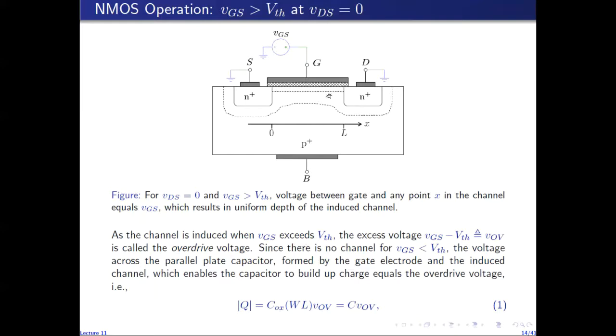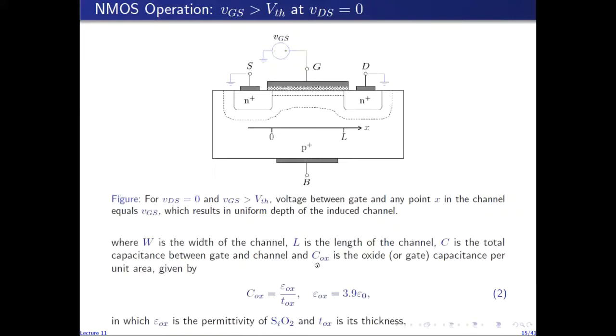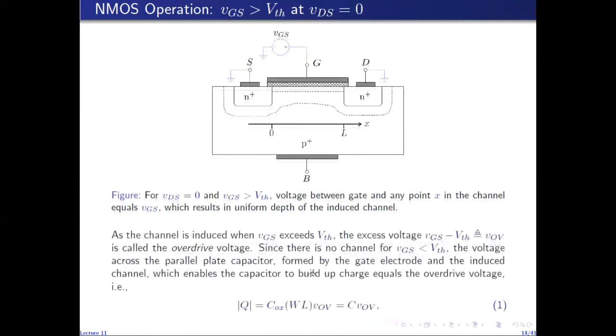This capacitance C is in turn given by the product of the surface area of the channel, where W is the width of the channel and L is the length of the channel, so W times L is the surface area of the channel, times Cox. Cox is called the oxide or the gate capacitance per unit area. So Cox times the surface area of the channel, or in other words, Cox times the surface area of the plate, gives us the capacitance of the parallel plate capacitor. So C is given by Cox times WL.